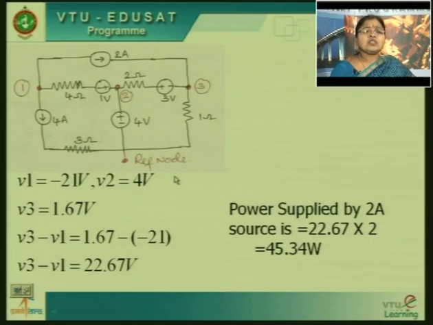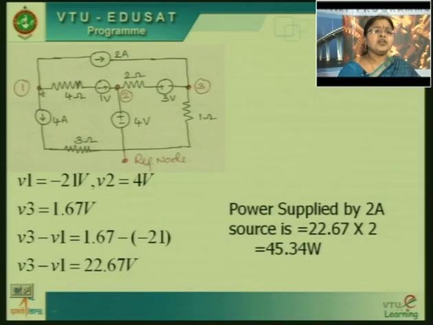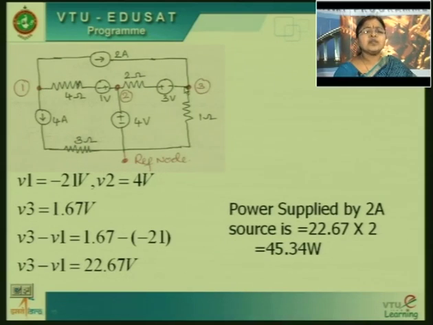What was the question asked? Find the power supplied by the 2 ampere source using nodal analysis. So, using nodal analysis, we have found all 3 node voltages. Now, we have to find the power supplied by this 2 ampere current source. For that we need to know the voltage difference between these 2 points. This current source is connected between node 1 and node 3.